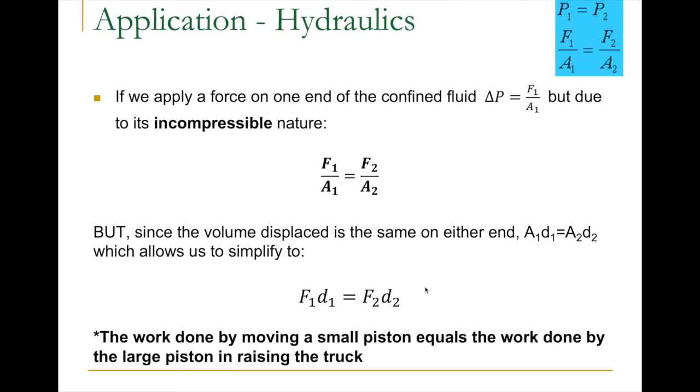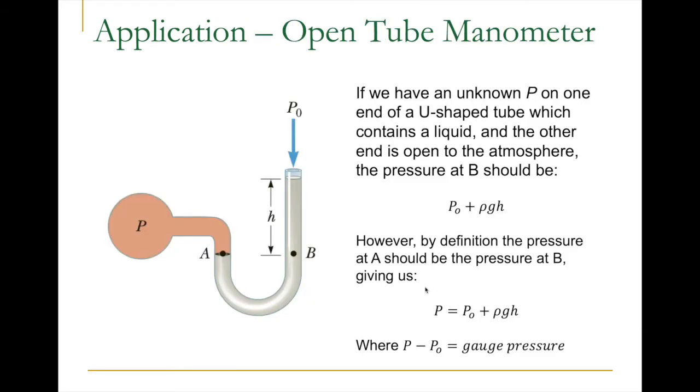It is an exceptional application. Another application involves the idea of creating pressure gauges. So this contraption right here is known as an open tube manometer, or a manometer. If we have some unknown pressure on the left, which we'll call P, and we know that there is some initial pressure on the outside, the atmospheric pressure, which we'll label as P naught.